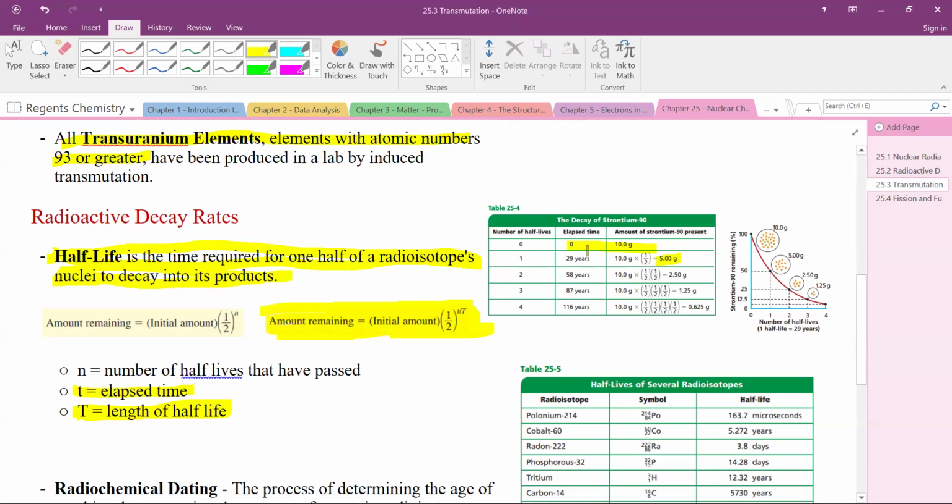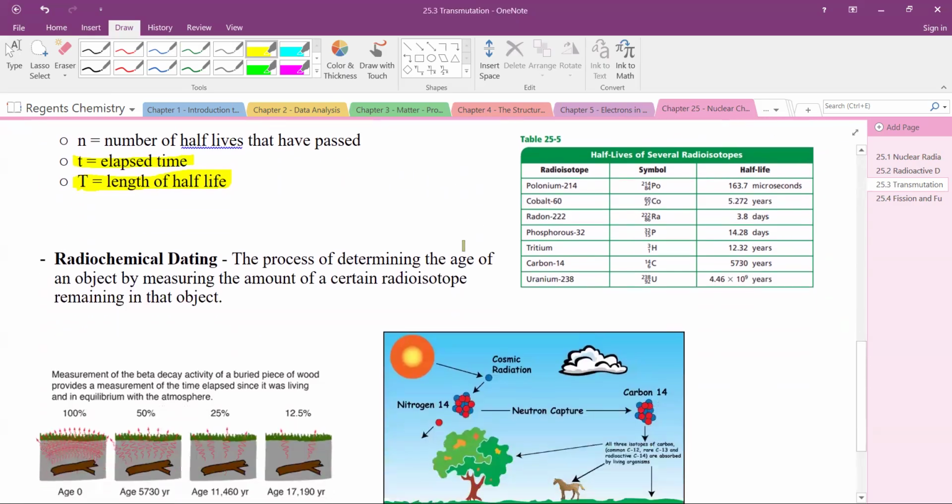Well, if we let that go another half-life, after 58 years, we would expect that to be halved again, so down to 2.5 grams. Another half-life, we're up to 87 years, and we divide that by half again to 1.29 grams. Another half-life for a total of 116 years, and we divide it by half one more time, so we get to 0.625 grams. And what you can see is we're essentially multiplying it by 1/2 for every half-life, which hopefully makes sense because the half-life is how long it takes for half of it to decay. Okay, so that's how this works here.